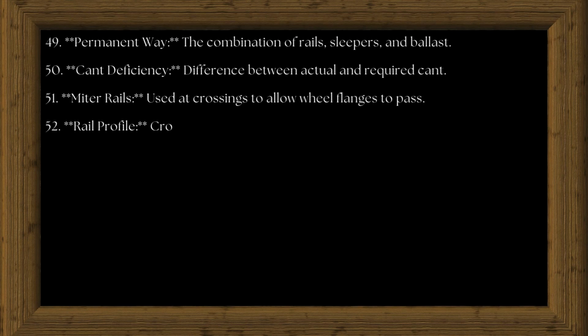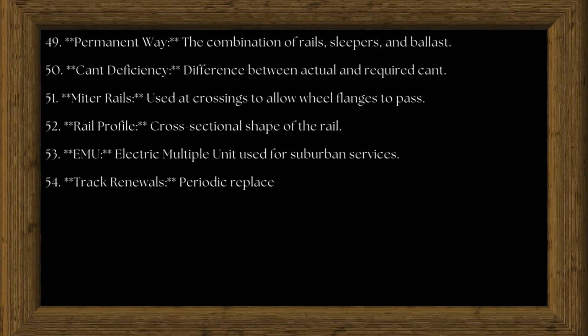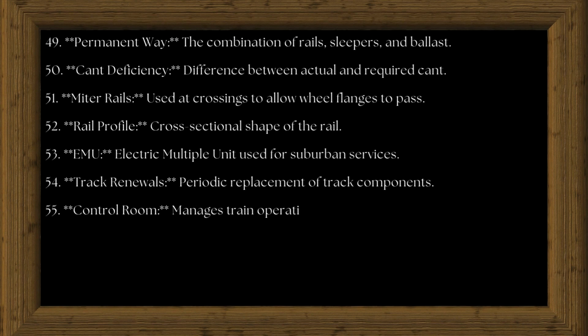Rail profile: the cross-sectional shape of the rail. EMU: electric multiple unit used for suburban services. Track renewals: periodic replacement of track components. Control room: it manages train operations and signaling.